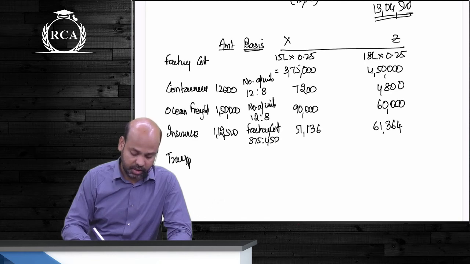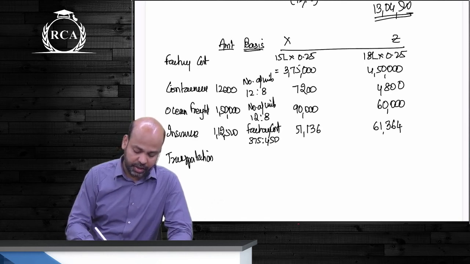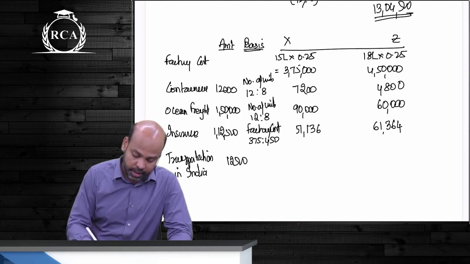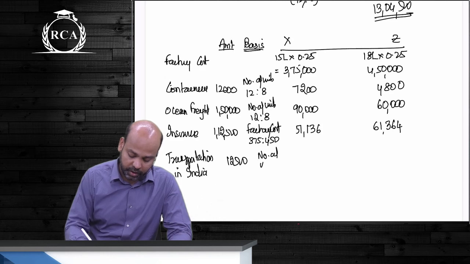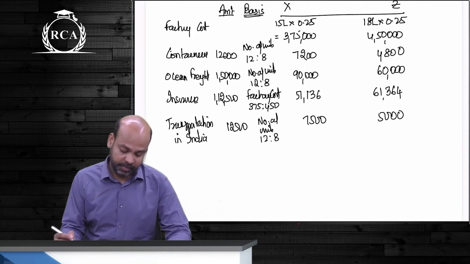Transportation in India was next. Transportation in India guys, how many rupees? Again on the basis of number of units guys, 3:2. 7,500 and 5,000.